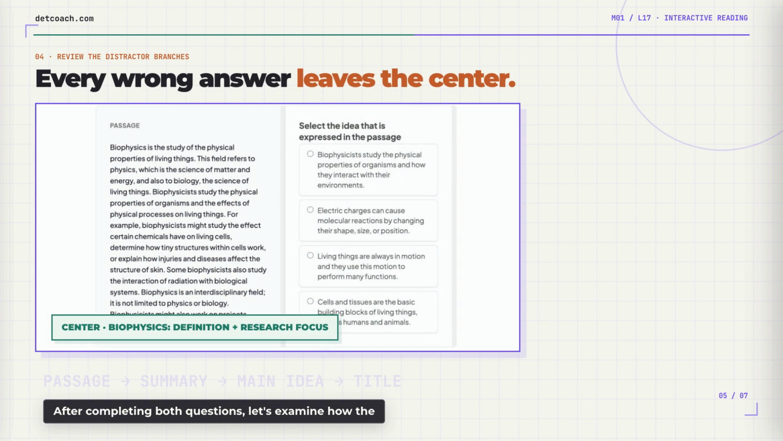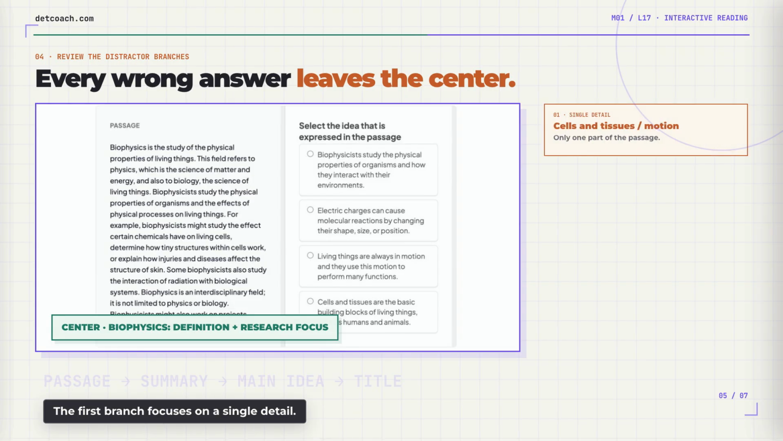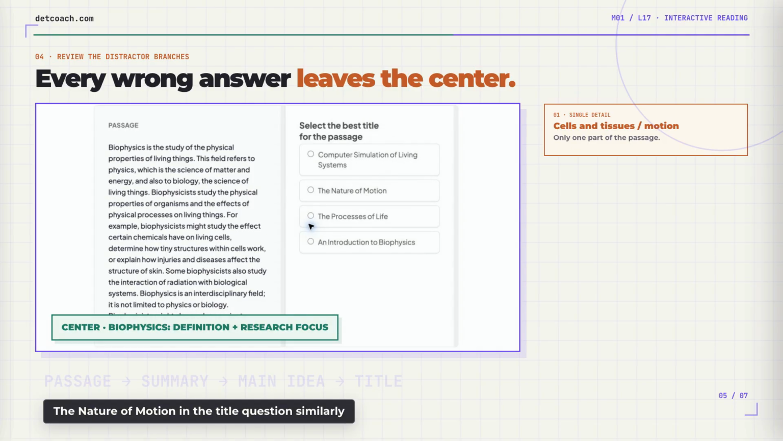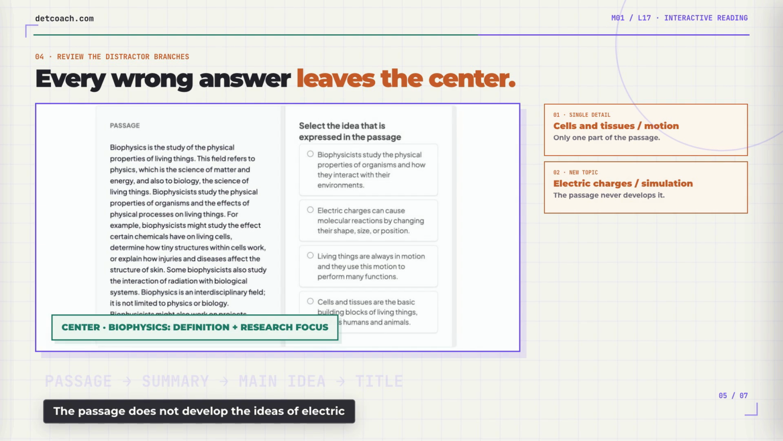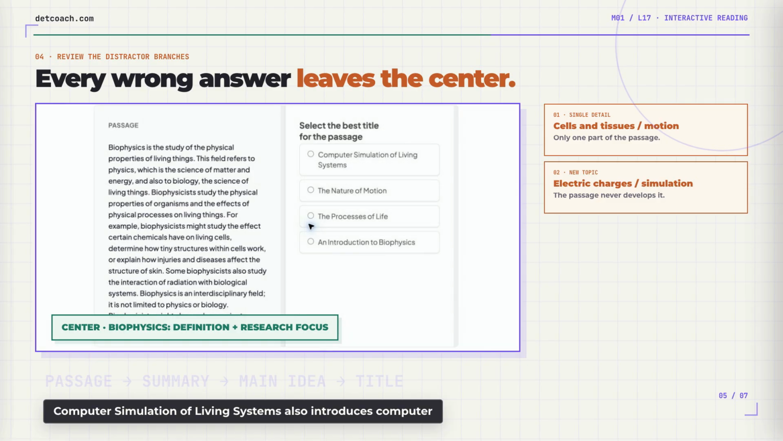After completing both questions, let's examine how the incorrect options depart from the central idea. The first branch focuses on a single detail. The cells and tissues option in the main idea question covers only one part of the research discussed in the passage. The nature of motion in the title question similarly focuses only on motion. The second branch introduces a new topic. The passage does not develop the ideas of electric charges or molecular reactions. Computer simulation of living systems also introduces computer simulation, which the passage never discusses.